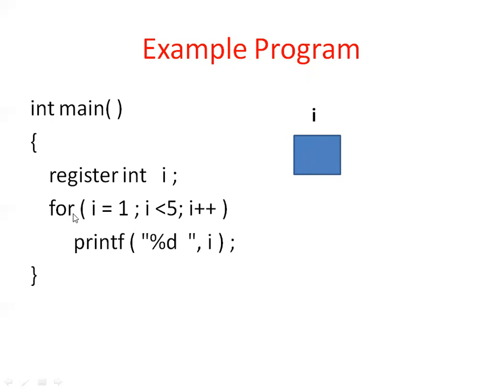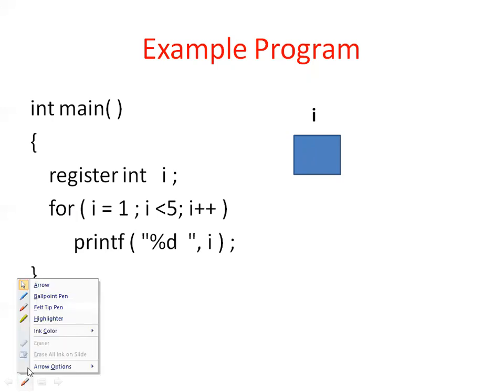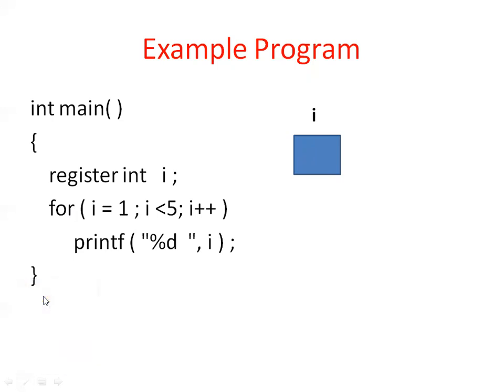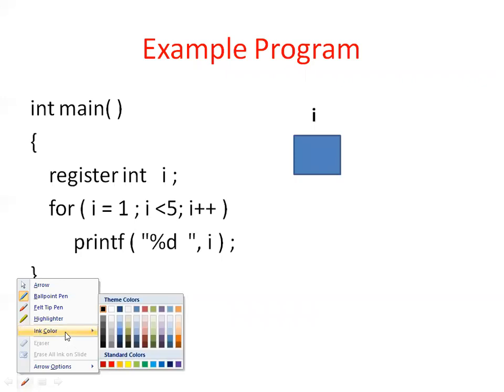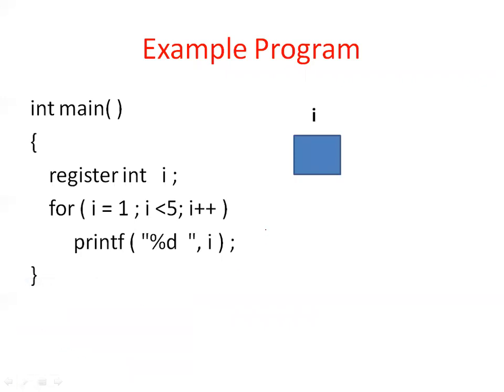Then control comes to this for loop. i is equals to 1. When I say i is equals to 1, the value 1 would be stored inside this memory location. Then it checks the condition: 1 less than 5, true. Then it executes this printf statement, so on the output screen you can see 1 printed.